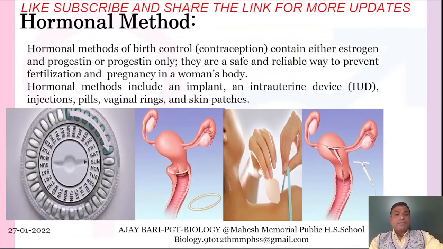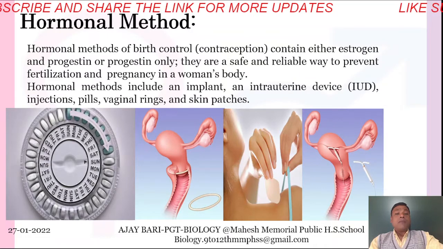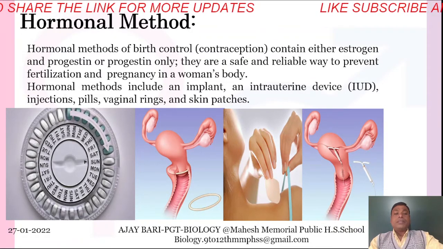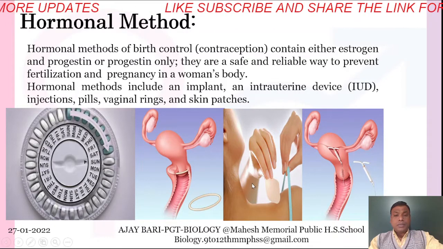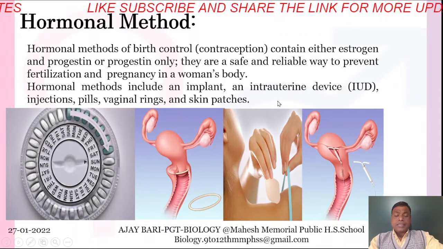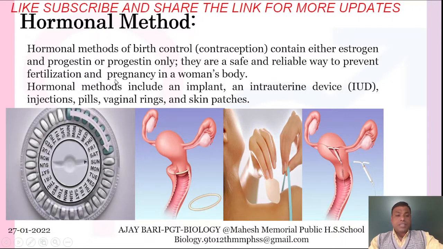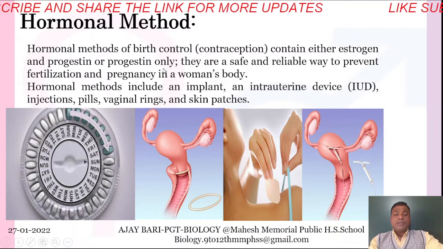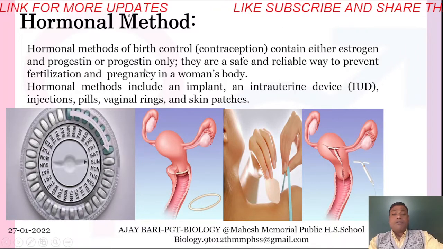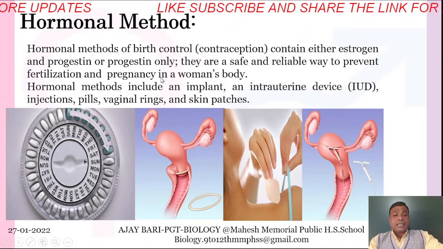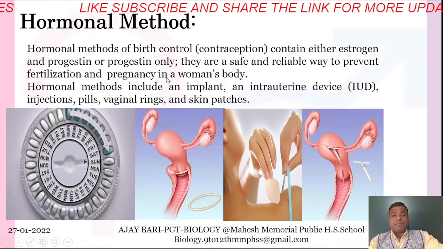Along with them, some hormonal methods are also used to prevent birth. Hormonal methods to control birth use hormones like estrogen and progestin. Progestin only is used for most purposes. They are safe and reliable ways to prevent fertilization and pregnancy in a woman's body.